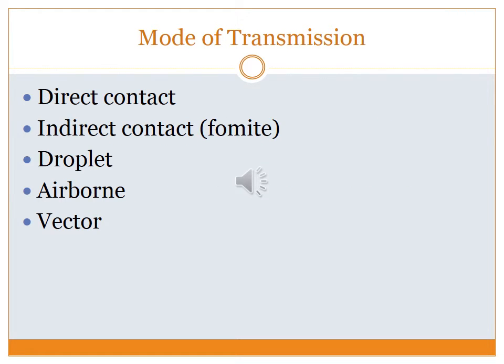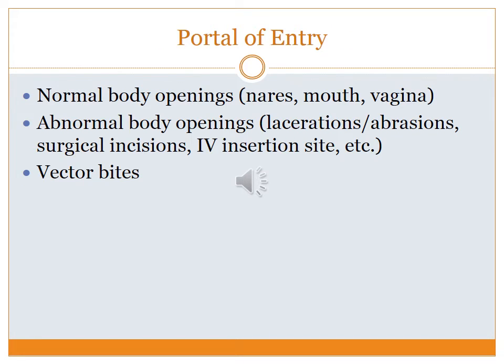Mode of transmission: you have direct contact, indirect, droplet, airborne, or vector. So that could be touching, kissing, an infected object. When a pathogen travels and it's inhaled, you have airborne, which travels through heating vents. And then a vector is the carrier to a host, so it could be like a bite. And then you have the portal of entry. This is our normal body openings: our nares, our mouth, the vagina. Abnormal body openings would be like lacerations, abrasions, surgical incisions, IV sites, and then you have your vector bites.